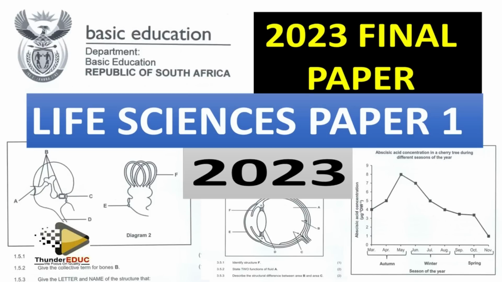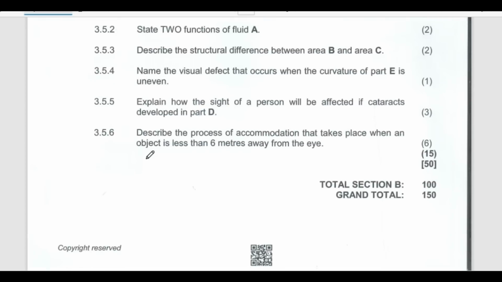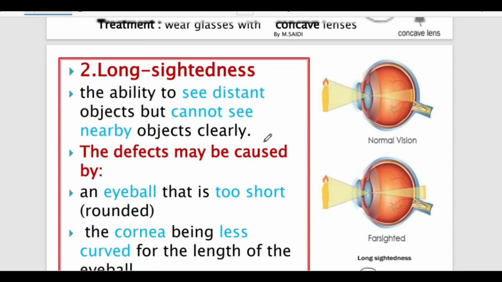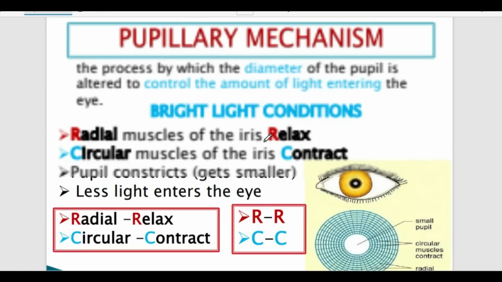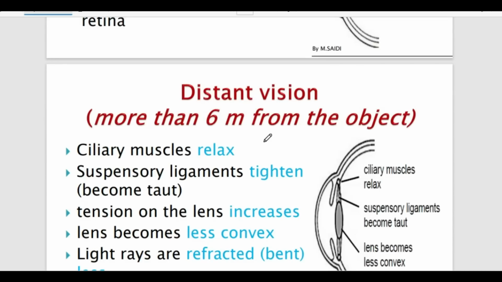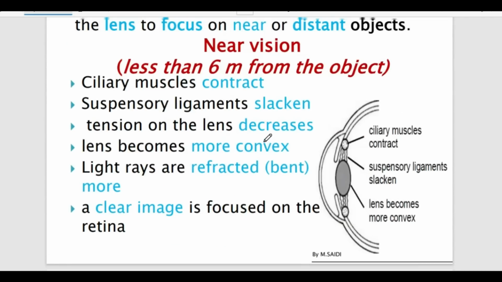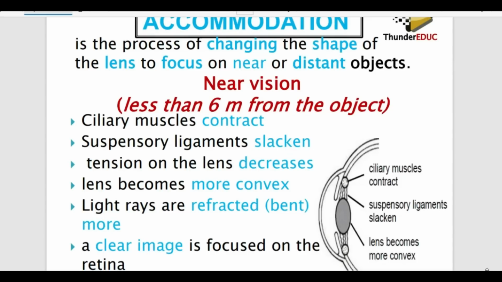The next question, they are saying describe the process of accommodation that takes place when the object is less than 6 meters. This is less than 6 meters, this is more than 6 meters. So memorize one and then do the rest. Ciliary muscles contract, suspensory ligaments slacken, tension on the lens decreases, the lens becomes more convex, light rays are bent more, and then a clear image is focused onto the retina.